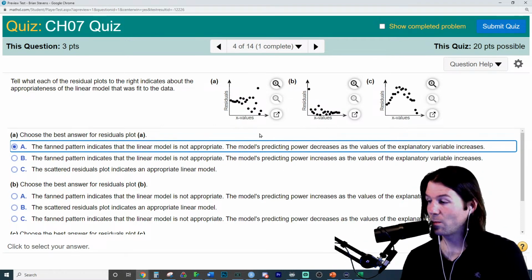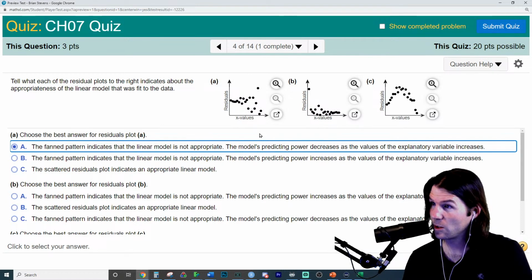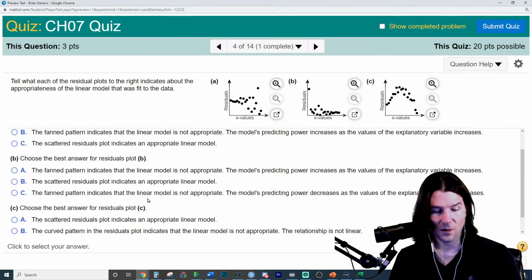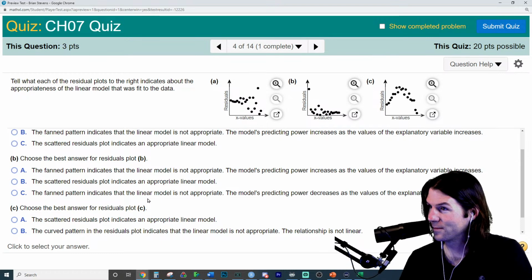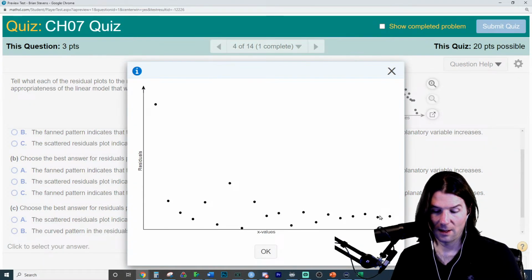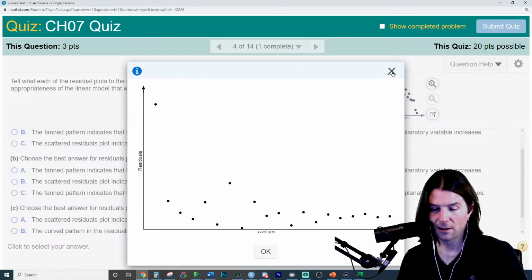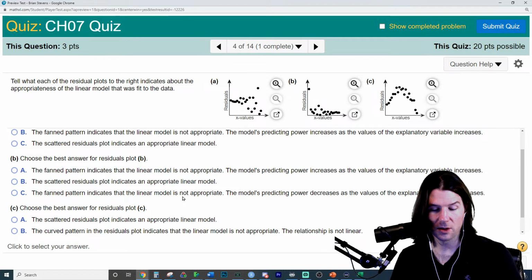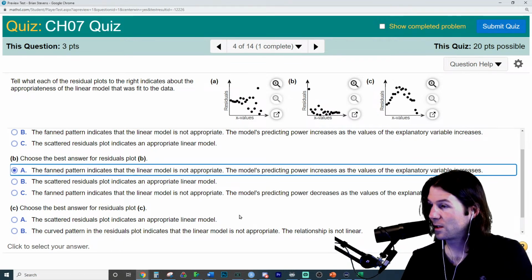So the model's predictive power is getting weaker. The power of the model decreases. This model right here, I think they're just pointing to that outlier. See, they're trying to trick me now. The scatter plot indicates no, it's not appropriate. I think they have another fan pattern. Let's look. Yeah, look at that. I think they added a new one this semester. Not today, Pearson. The fan pattern indicates that the linear model is not appropriate. The model's predictive power is increasing as it goes across.